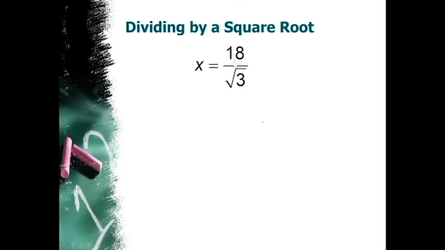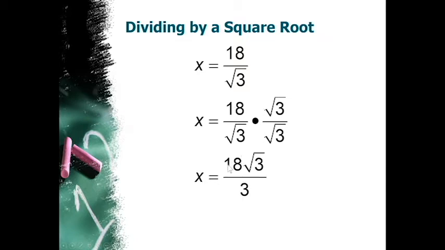Here's another sample here. We have 18 divided by root 3. So we're going to multiply this again by root 3 over root 3. The reason we chose root 3 over root 3 to symbolize our 1 is because we have to multiply root 3 times root 3 to get rid of that square root symbol in the bottom. So on the top we have 18 times root 3, and then on the bottom we have root 3 times root 3, which is 3.